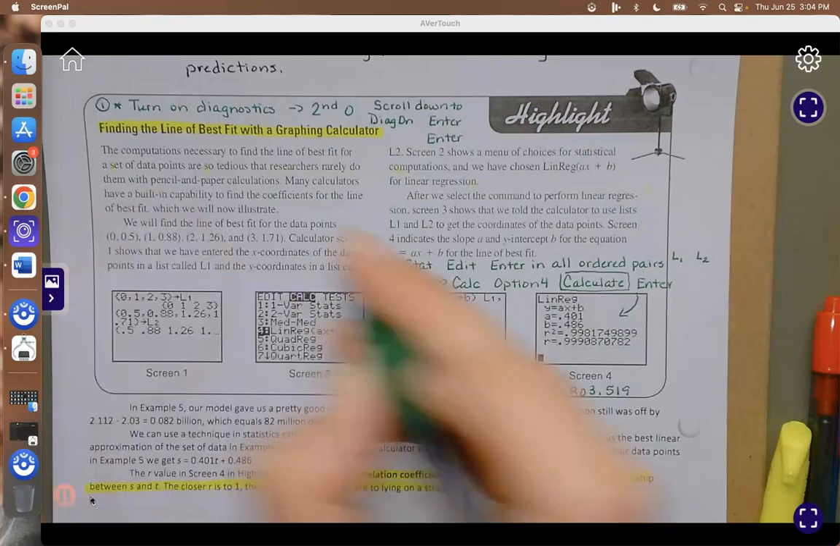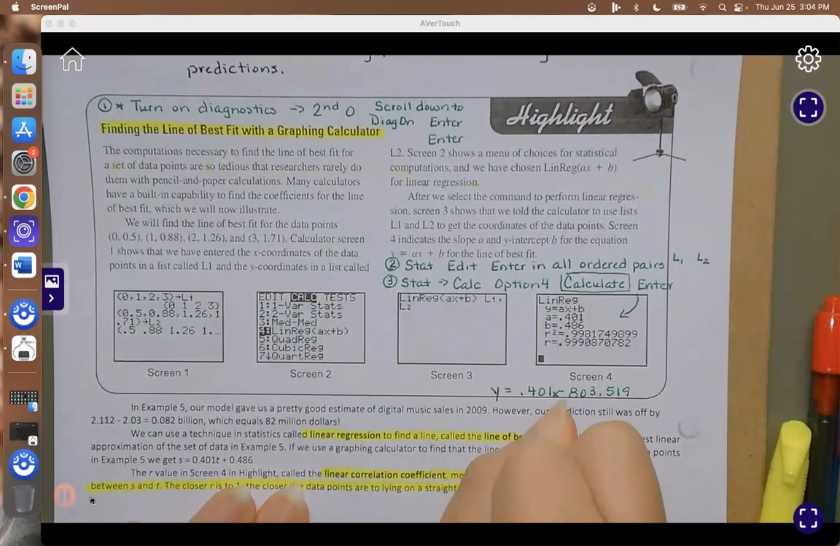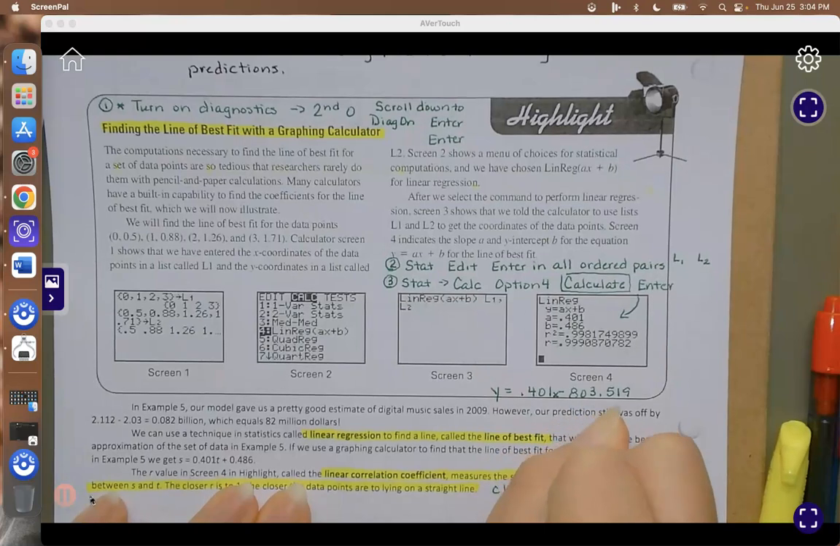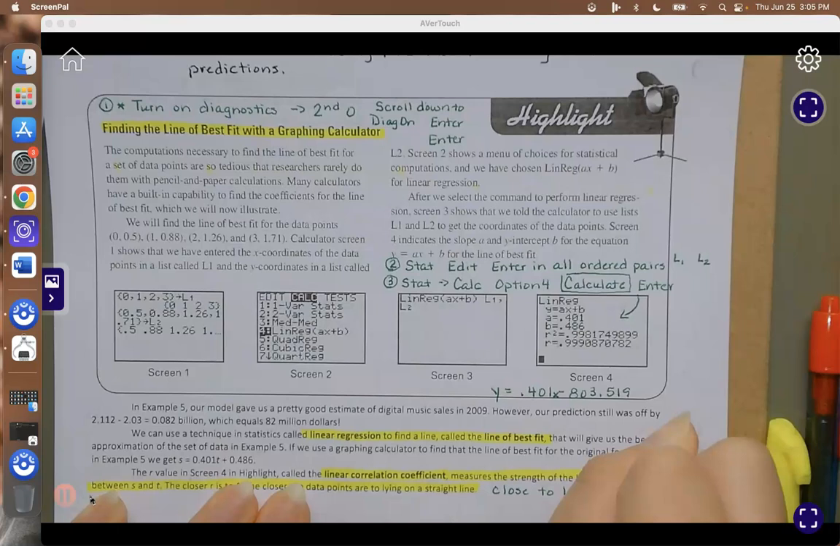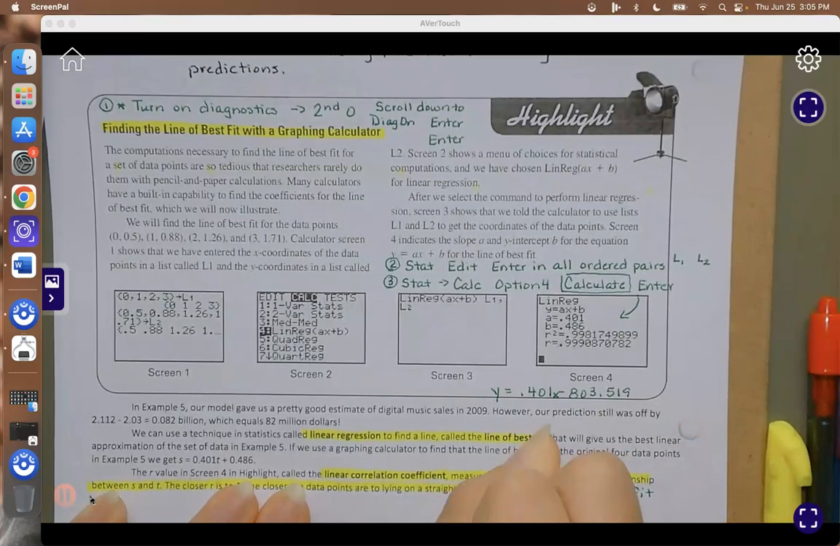So I want to put right here, close to 1, good fit. Close to 0, bad fit.